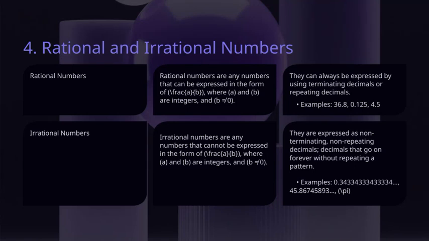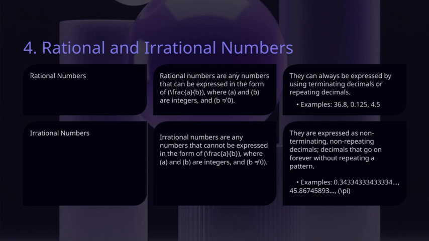Let's take a look at some examples of irrational numbers. For instance, numbers like 0.34334333433334 or 45.86745893. These are non-terminating, non-repeating decimals, which means they go on forever without ever settling into a pattern. A famous example is pi, which is also irrational. These numbers can't be written as simple fractions, and their decimal expansion just keeps going without repeating.